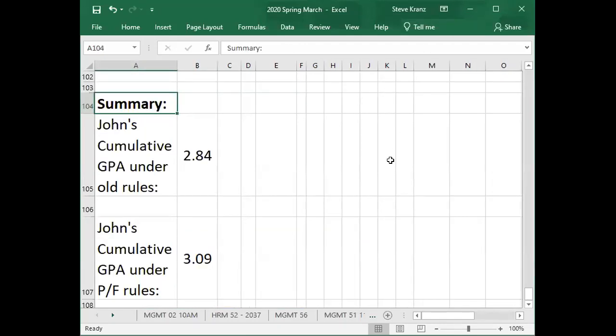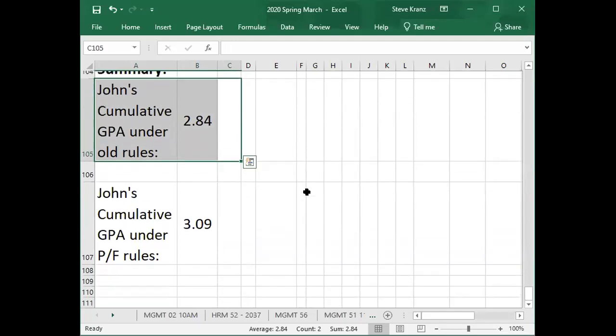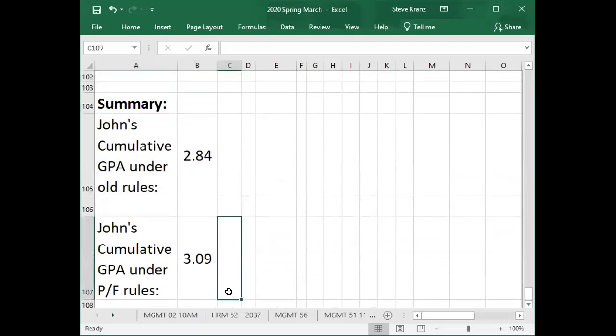So in summary, under the old rules, where John had to count all of his classes, John's GPA would drop to 2.84 because he received 3 Ds. Under the new rules, where he can take classes pass-fail, John will actually see his GPA go up to 3.09 because he does not have to count the Ds.